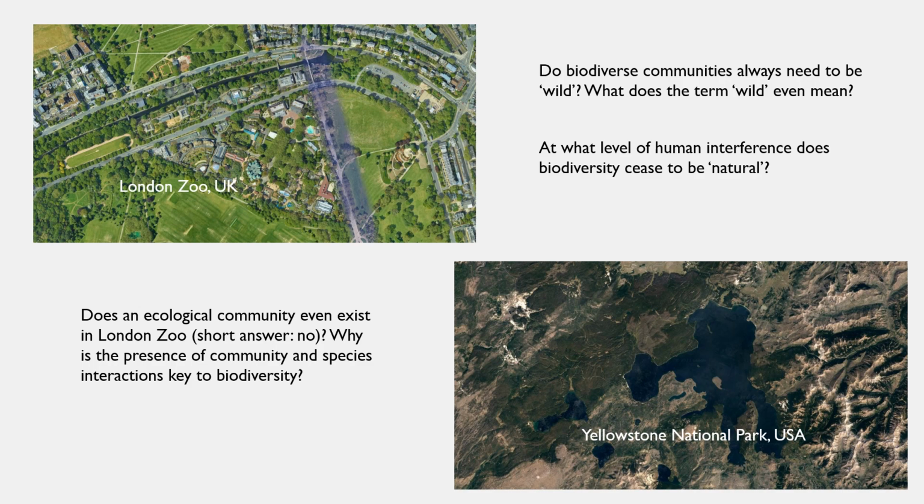And at what level of human interference does biodiversity cease to be natural? What this example I've used here should hopefully show is that using the term biodiversity in its most simplistic terms, simply being the number of species found in an area, cannot convey the complexity of the way in which ecological communities occur.